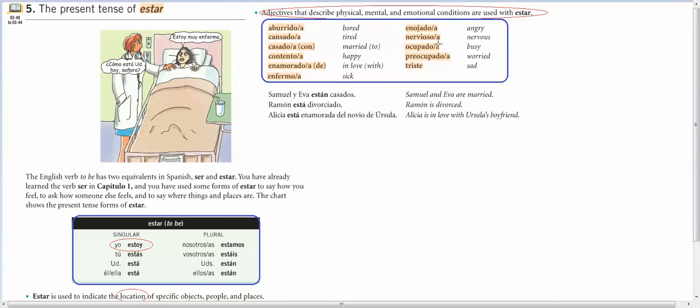Okay, and we're going to do some more practice with knowing the difference between ser and estar in the next class. So Samuel y Eva están casados, they're married. Ramón está divorciado, he's divorced. Alicia está enamorada del novio de Úrsula. Alicia is in love with Úrsula's boyfriend. That's not good.